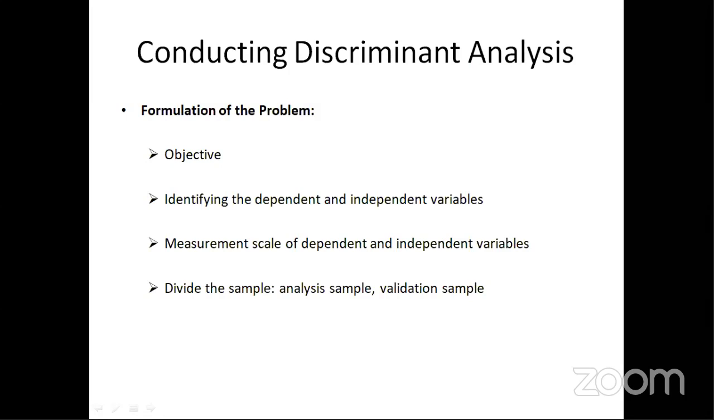The first step was the formulation of the problem. Like factor analysis, here also first we have to decide the objective of your study and the objective of the discriminant analysis. By applying discriminant analysis, what you want, that we have to explain. The second point in the formulation of the problem is the identification of dependent and independent variables.